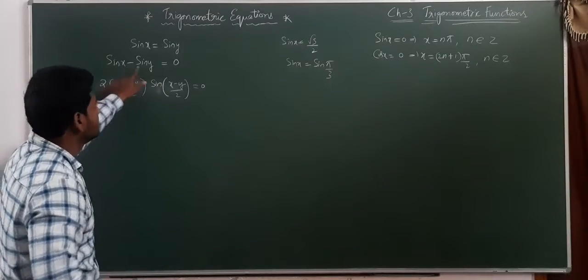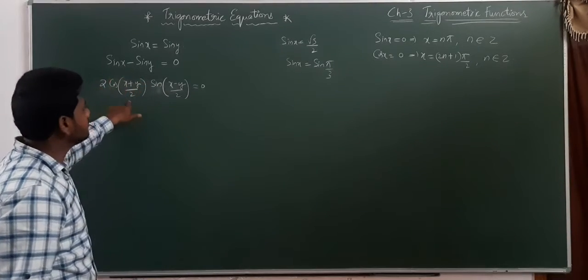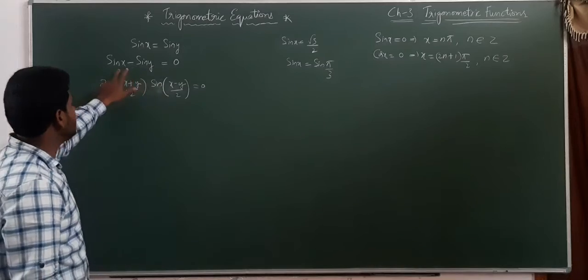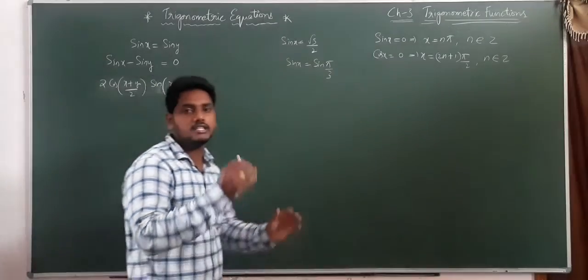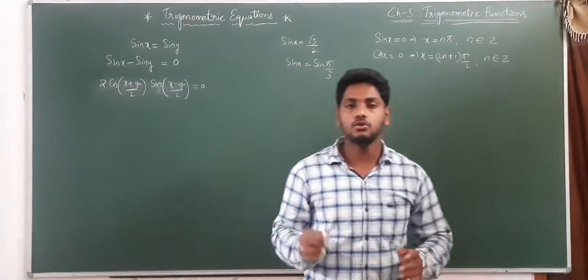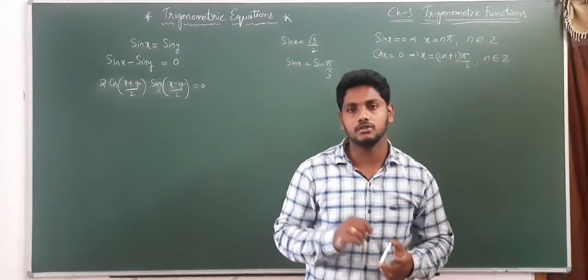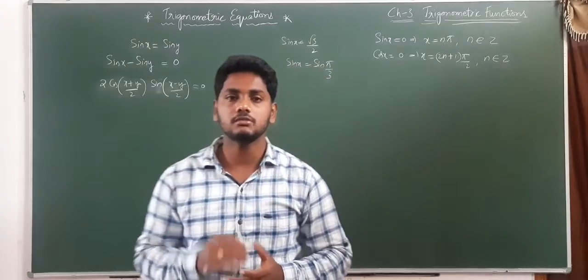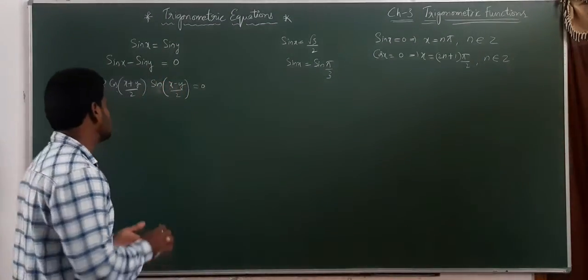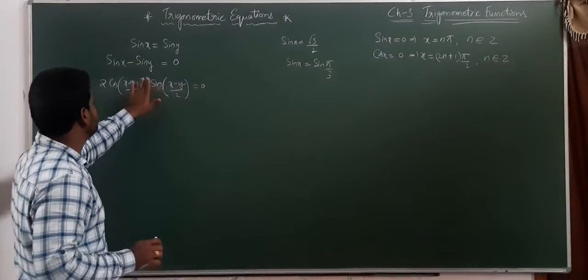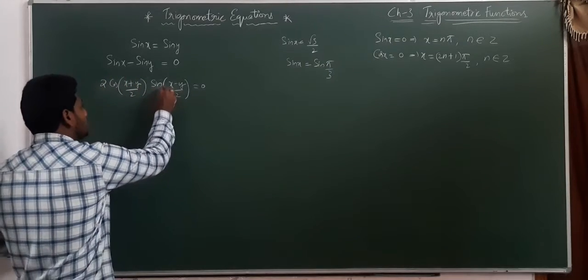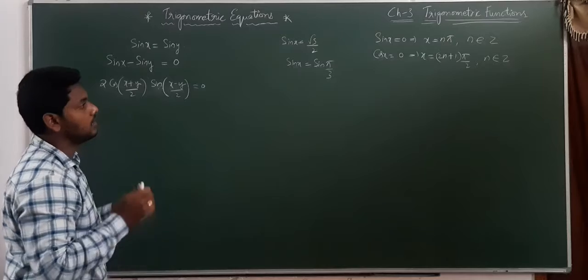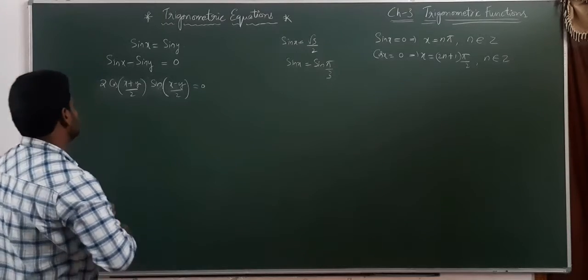Remember those formulas. Sin x plus sin y means 2 sin (x plus y) by 2 cos (x minus y) by 2. Sin x minus sin y means 2 cos (x plus y) by 2 sin (x minus y) by 2. Like that, cos x plus cos y means 2 cos (x plus y) by 2 cos (x minus y) by 2. Cos x minus cos y means minus 2 sin (x plus y) by 2 sin (x minus y) by 2. You need to remember all those formulas in the trigonometric functions. Where we will use those formulas, we don't know. Every formula you need to remember.